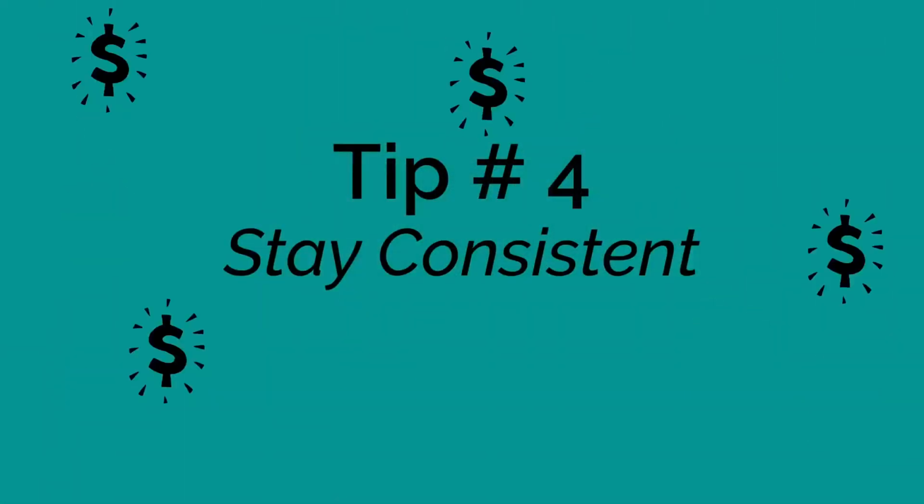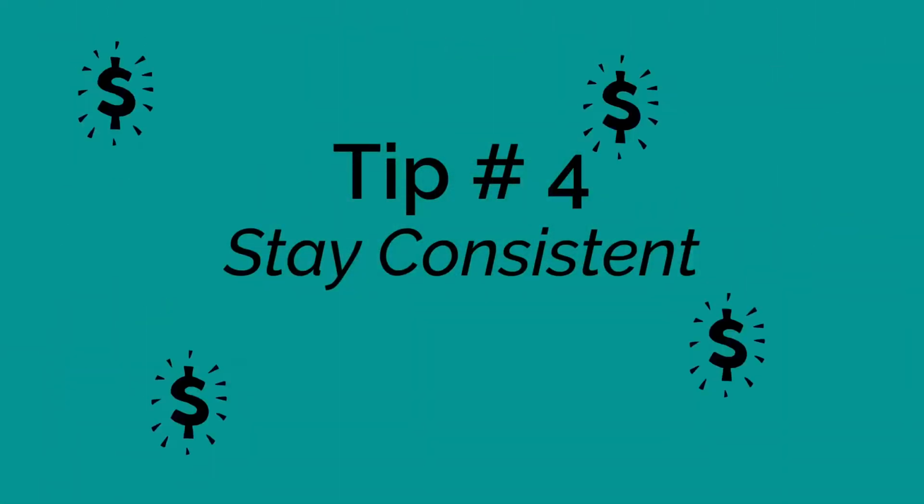Tip number 4 is be consistent. You can't make a budget one time and expect all your finances to be fixed in that one budget, because it won't happen. Creating a budget, you have to constantly stick to it, whether you decided you were going to make one monthly or each time you get paid.